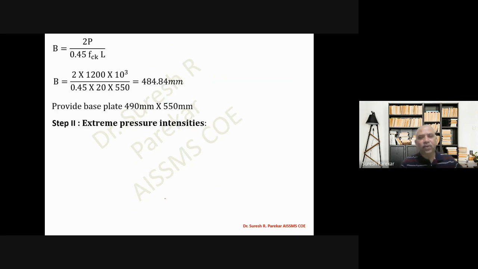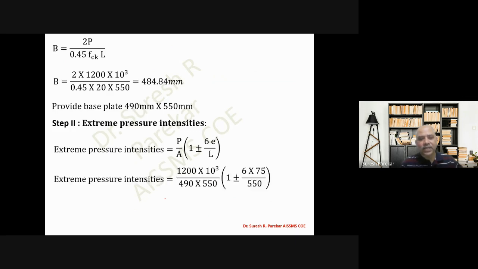Then step 2, we have to find extreme pressure intensities P max and P min, which will be P by A into 1 plus minus 6E by L. So P by A into 1 plus minus 6E by L. We will substitute the value.